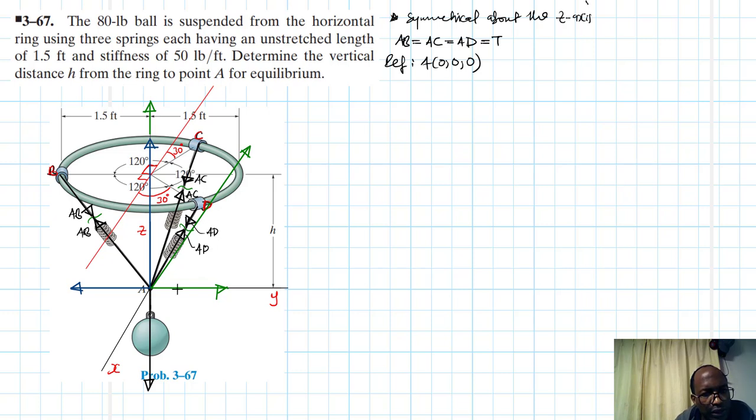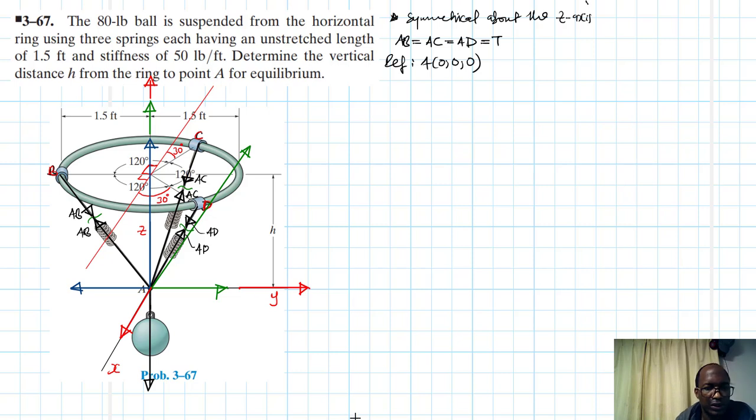AD, it will have a positive along the x, and then it will have a positive along the y, and then it will have a positive along the z.